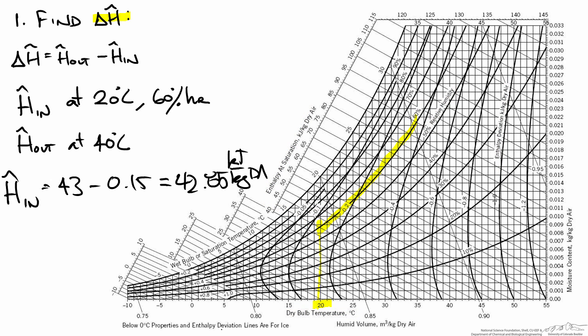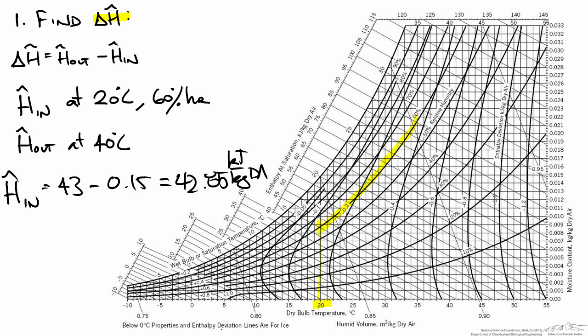We also need to find the specific enthalpy at the outlet, but the only thing we know about the outlet is that it's 40 degrees C. Minimally, we need two pieces of information to find where we are in the humidity chart. But if we think about what we know about the process, it can help us trace a path along the humidity chart to help us arrive at the outlet condition.